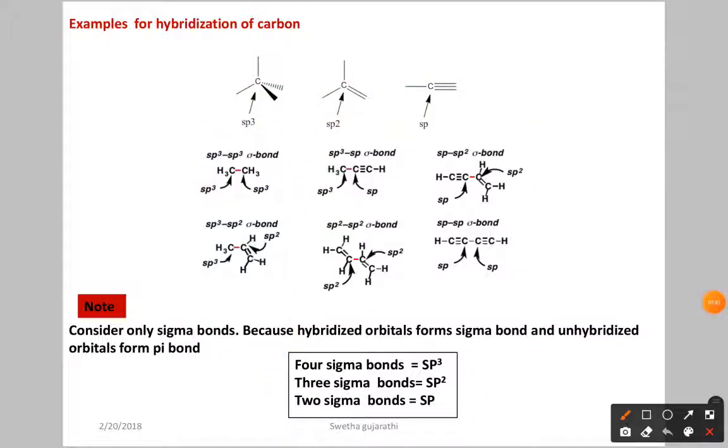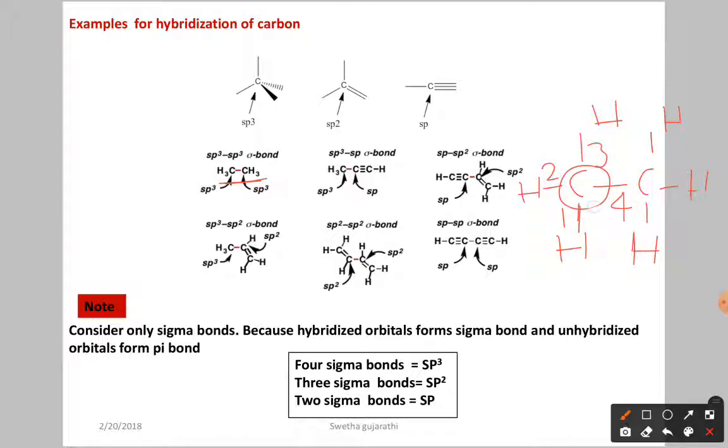Let us see the example of ethane. Here, if you write the ethane structure, this is the molecule of ethane. Now in this ethane structure you have to write all the bonds clearly, then only can you know the number of sigma bonds. Around this carbon we have 4 sigma bonds: first, second, third, fourth. 4 sigma means hybridization sp3.